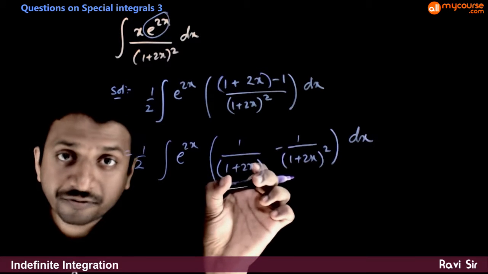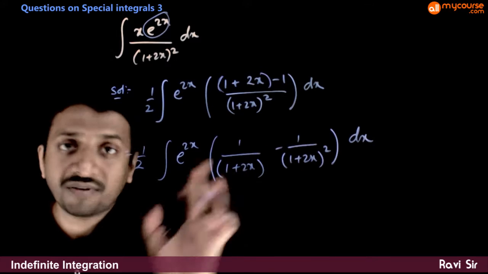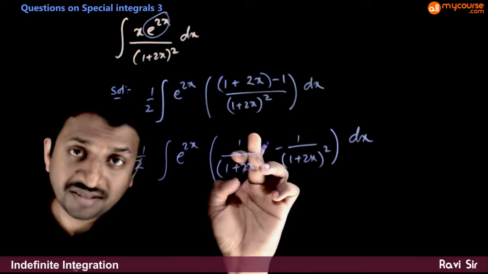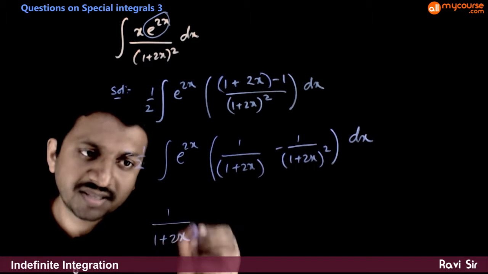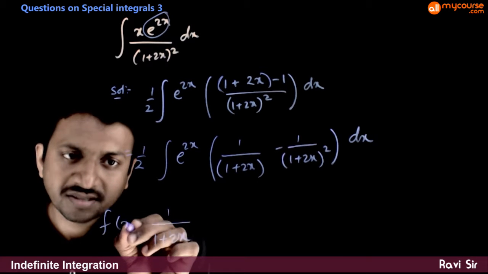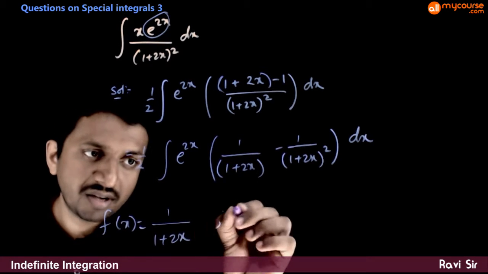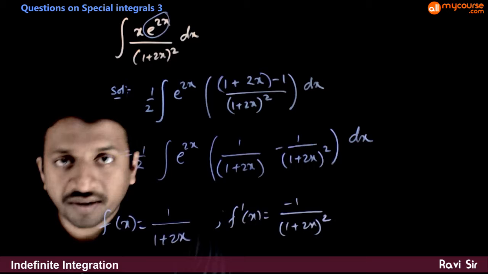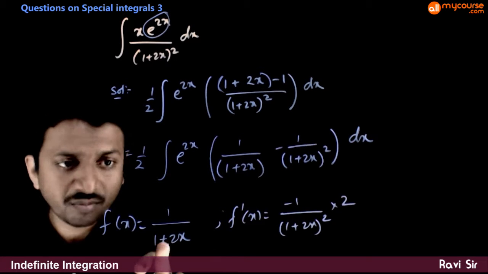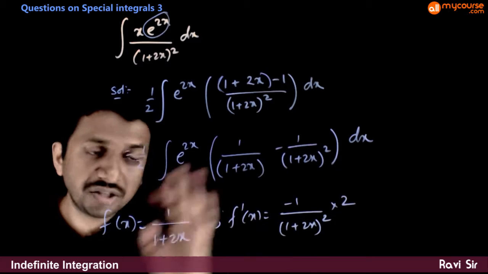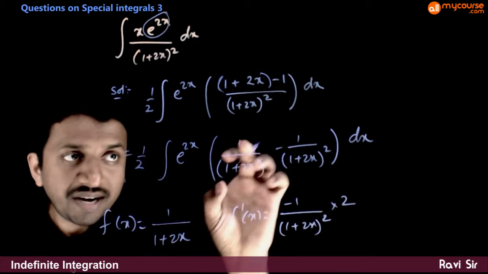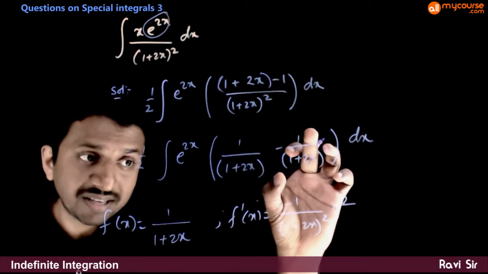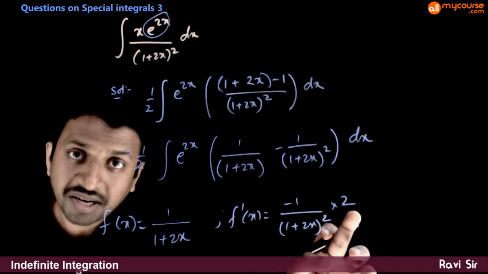So now one of the functions has to be 2 times f of x, the other function has to be its differentiation. So if I take this 1 by (1 plus 2x) as f of x, what is the differentiation of this? f dash of x is equal to minus 1 by (1 plus 2x) whole square times 2, right? Because the differentiation of 1 plus 2x is 2. So if I take 1 by (1 plus 2x) as f of x, this is f dash of x by 2, right?